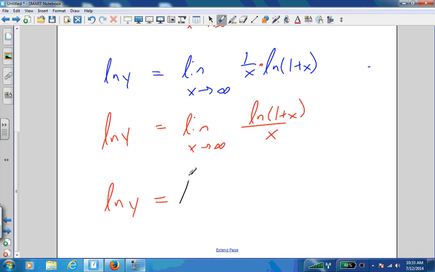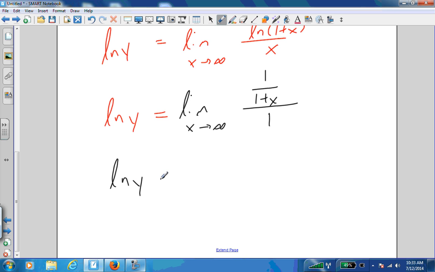So now apply L'Hopital's rule. Take the derivative of the numerator. The derivative of natural log is u prime over u. That's the derivative of the numerator. Now the derivative of the denominator is 1. So the limit of 1 over 1 plus x, if we let x go to infinity, 1 over infinity goes to 0.